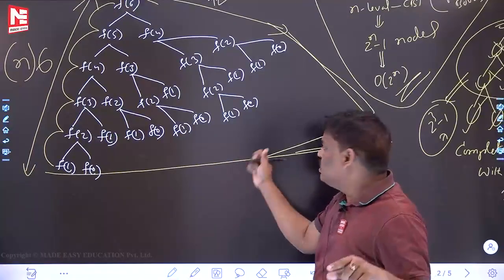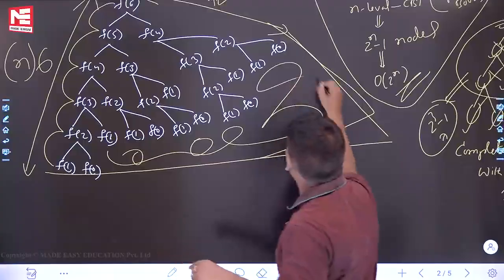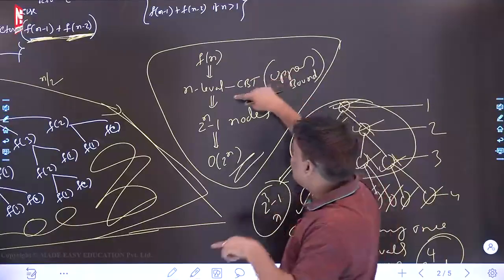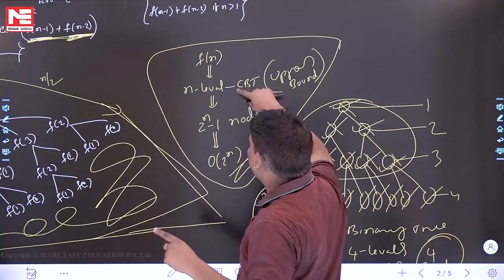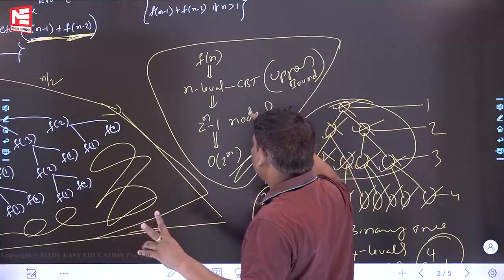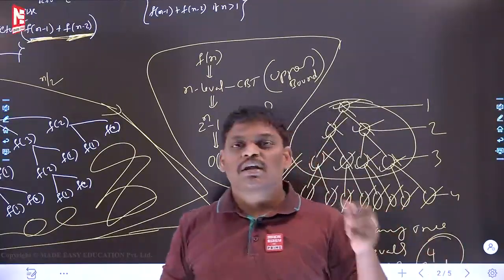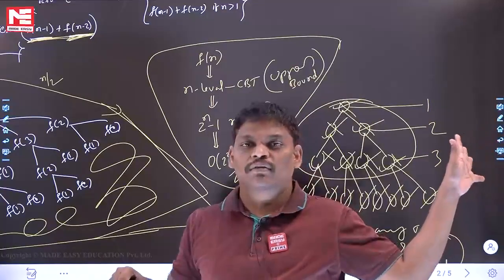Then what will you do? Whichever gaps you see, many gaps are there, assume that no gap is there. So it became an upper bound. Fibonacci of n generates an n-level complete binary tree, which is the upper bound. An n-level complete binary tree contains 2^n minus 1 nodes, which is nothing but order of 2^n. So the time complexity of Fibonacci of n is an upper bound of 2^n, but the actual answer is less than 2^n.